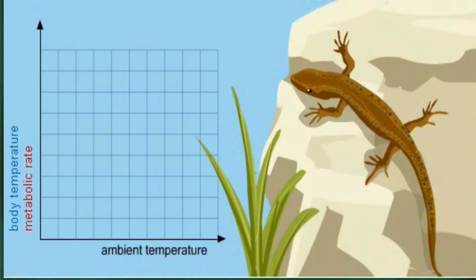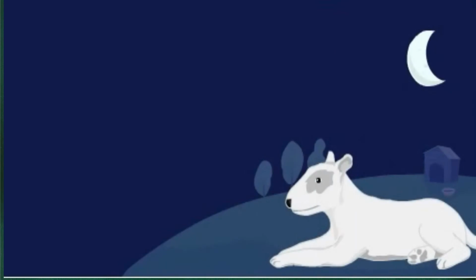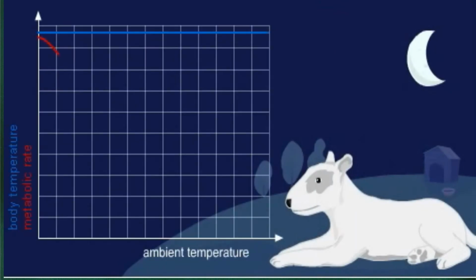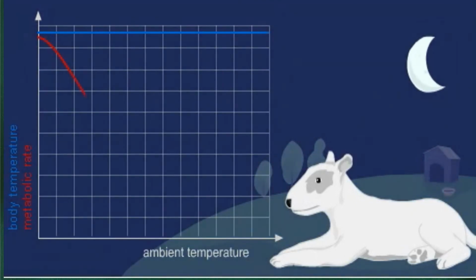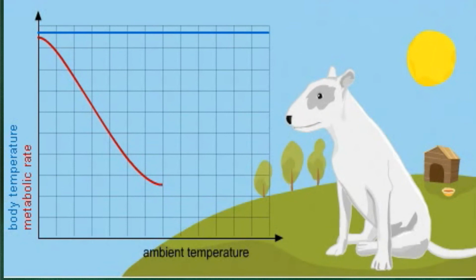In poikilothermic organisms, the body temperature increases with increasing ambient temperature. Initially, the metabolic rate also increases with increasing ambient temperature. It then falls as a result of thermal denaturation of enzymes. In homeothermic organisms, the metabolic rate is high when the ambient temperature is low. When the ambient temperature increases, the metabolic rate falls to its basal level.